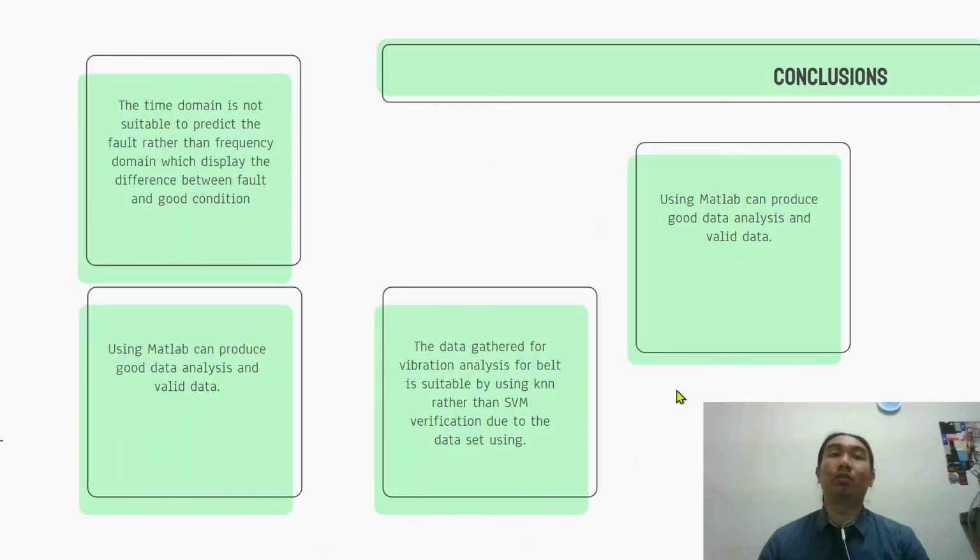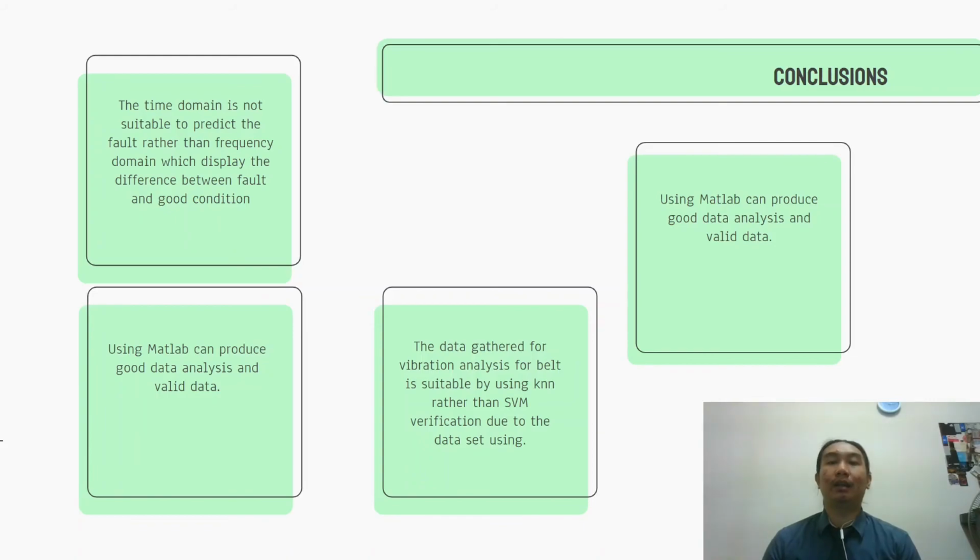Then as for the conclusion, firstly, the time domain is not suitable to predict the fault compared to the frequency domain, which displays the difference between fault and good condition. Then, using MATLAB can produce good data analysis and validate the data. Using MATLAB, we can do the time domain and frequency domain analysis. Also, we can validate data using the machine learning app inside MATLAB.